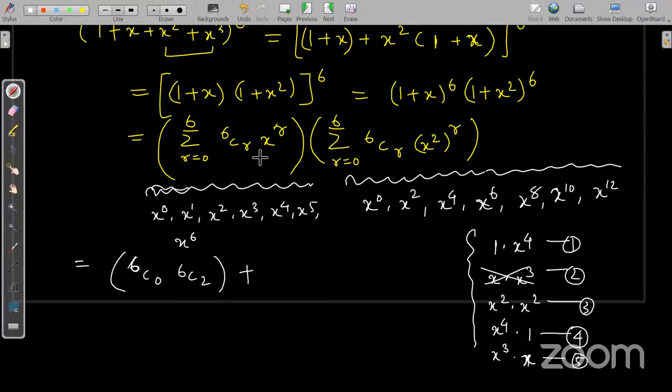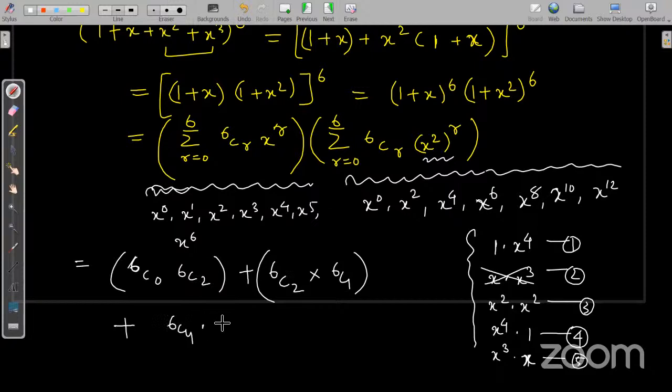Then x square into x square. This will be 6C2 into, if r is equal to 1, this becomes x square, so 6C1. Plus the third case, x to the power 4 into 1. Now x to the power 4 is possible for r equal to 4, and for 1, for what value of r does x square become 1? If r is equal to 0, yes, it is possible. So 6C4 into 6C0.